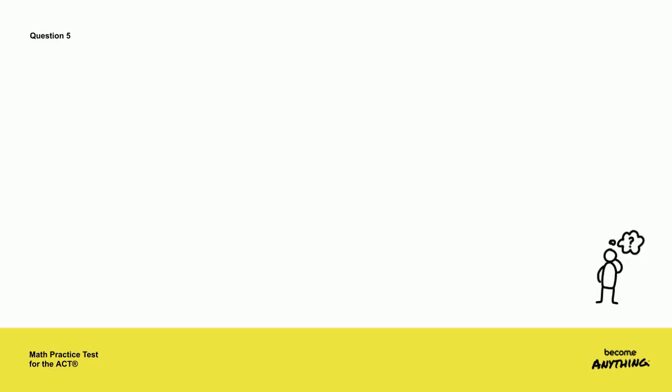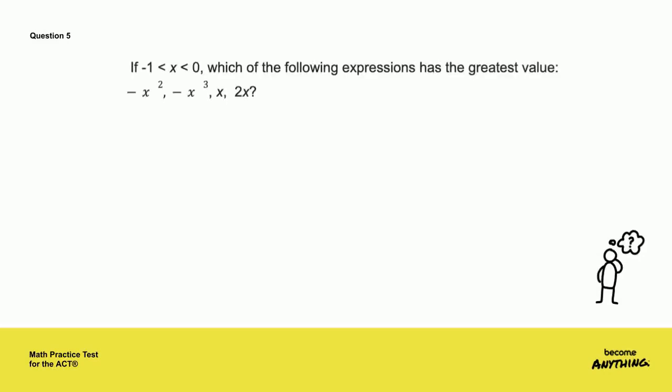Question 5. If -1 is less than x, and x is less than 0, which of the following expressions has the greatest value: -x squared, -x cubed, x, or 2x? A. -x squared. B. -x cubed. C. x. D. 2x.